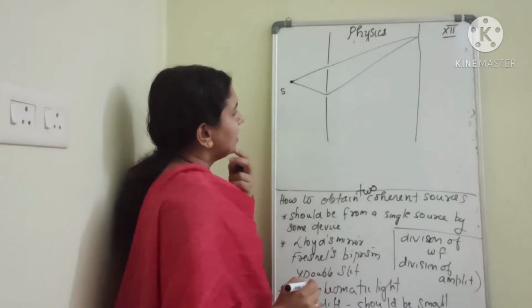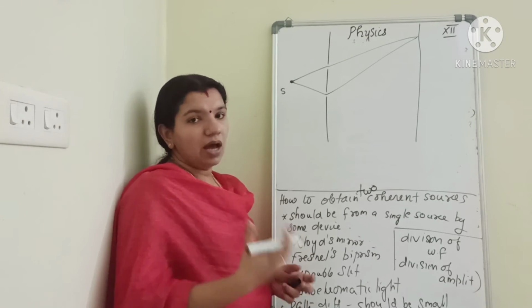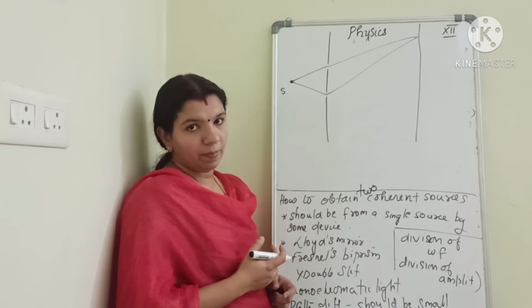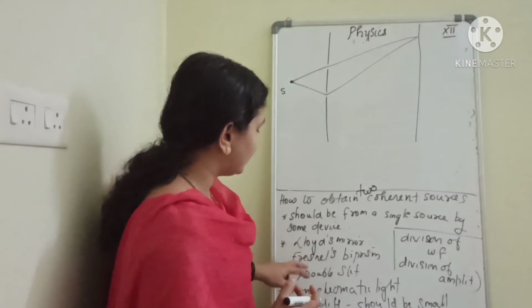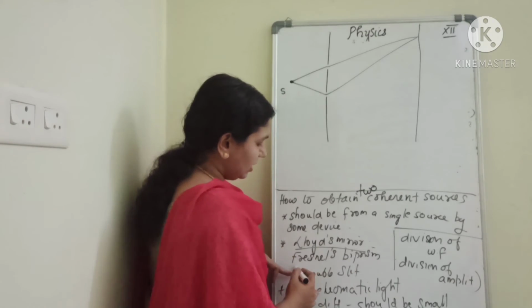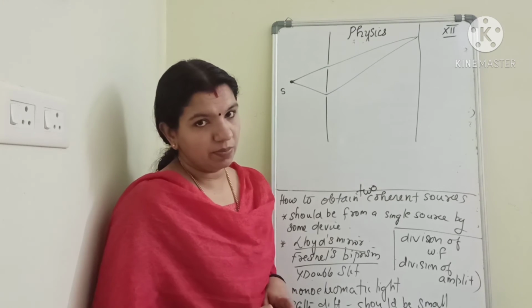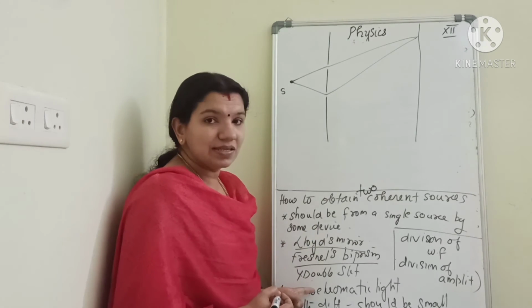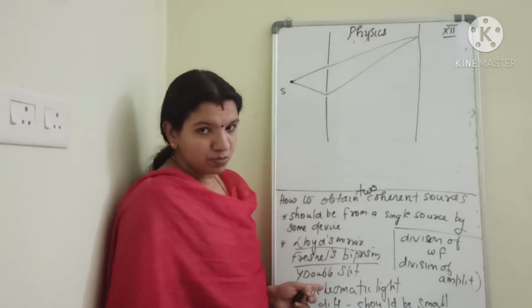And you will obtain a pattern, a bright point or a dark point on the screen. Clear. Now the second is, it can be obtained by three methods. First one is Lloyd's mirror, second Fresnel's biprism, and third is Young's double slit experiment. So you have to study Young's double slit experiment in the syllabus. At that time we will discuss more.